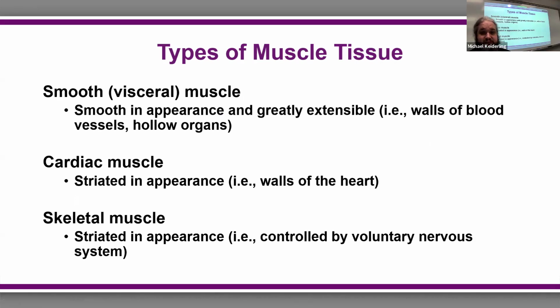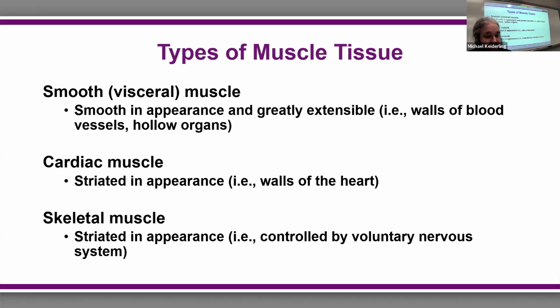There's 3 types of muscle tissue. There's smooth or visceral muscle, which is smooth in appearance and is greatly extensible. You can stretch it a lot. This is the walls of blood vessels, hollow organs, like your intestinal tract, things like this. This is what pushes stuff throughout, squeezes on stuff, moves stuff through your digestive tract, and helps move stuff through blood vessels.